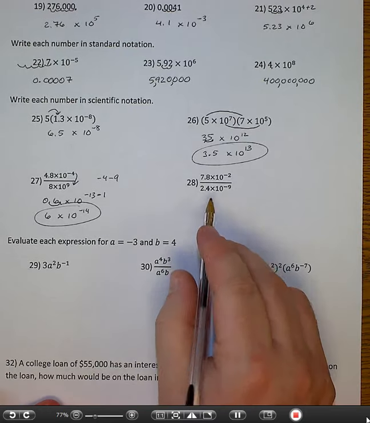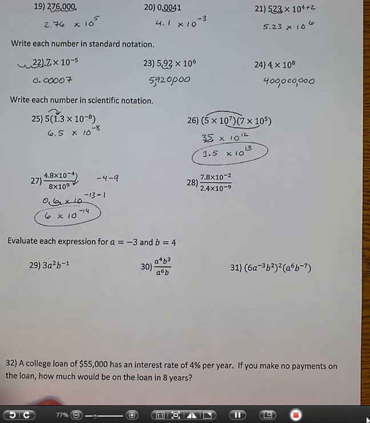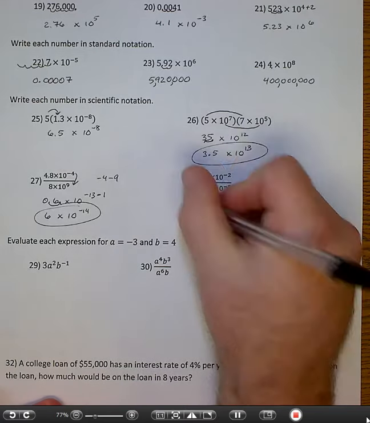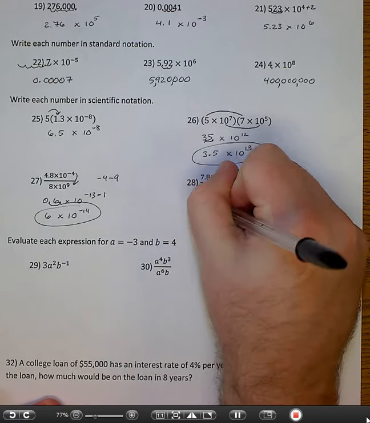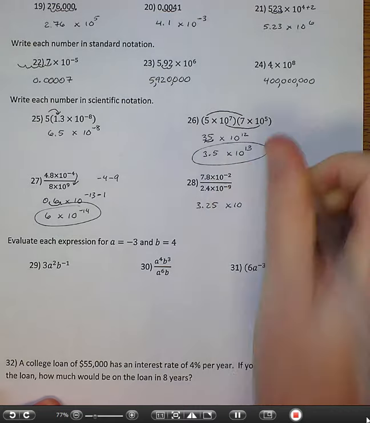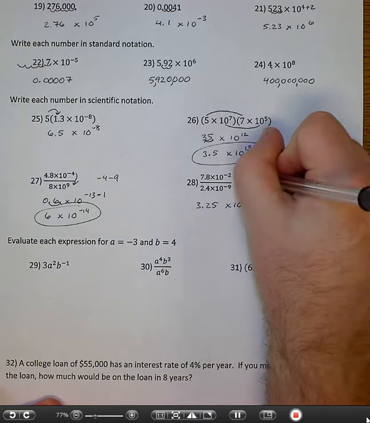Same thing here, division. 7.8 divided by 2.4 is 3.25 times 10. And it's got to be top minus bottom, so it's negative 2 minus negative 9.